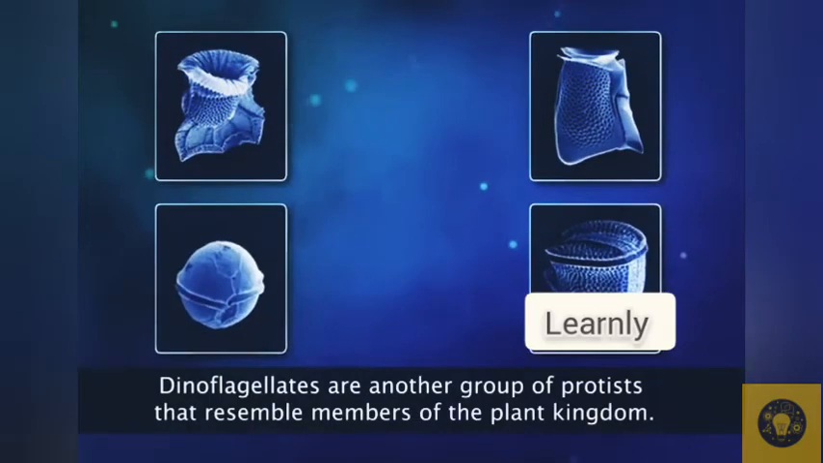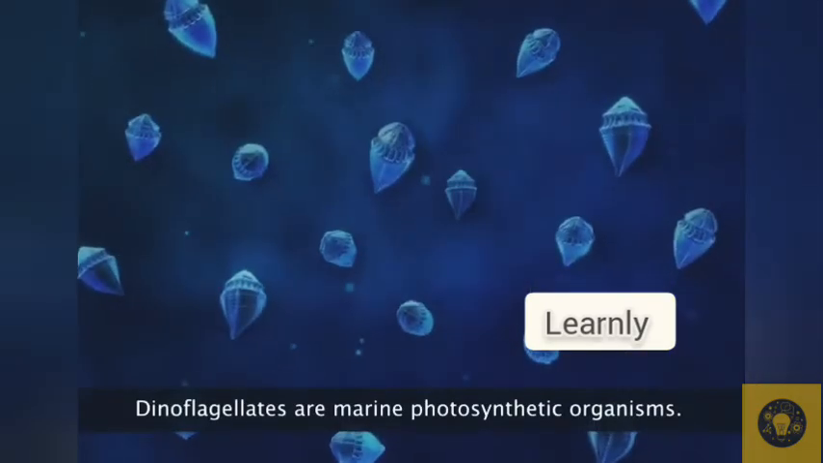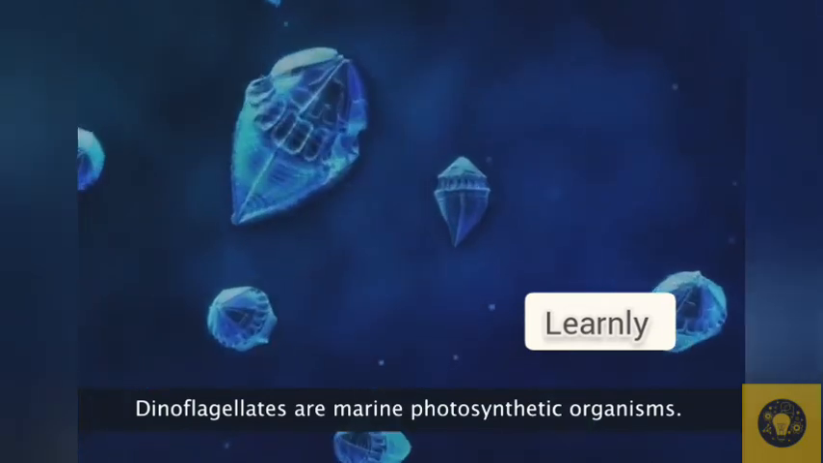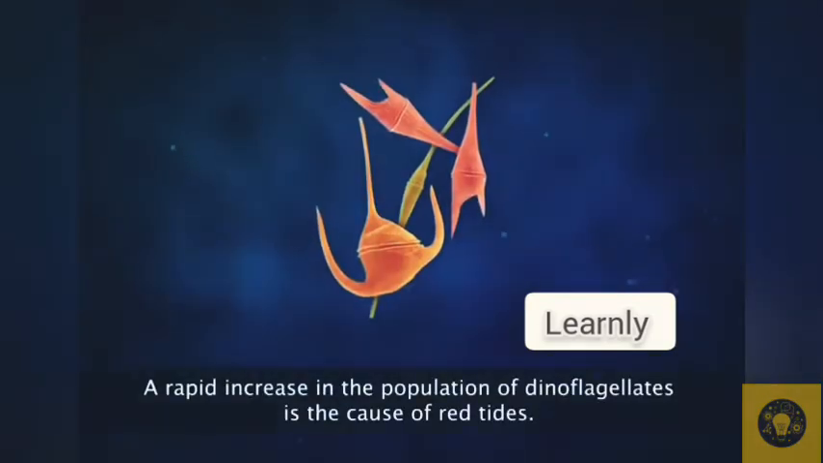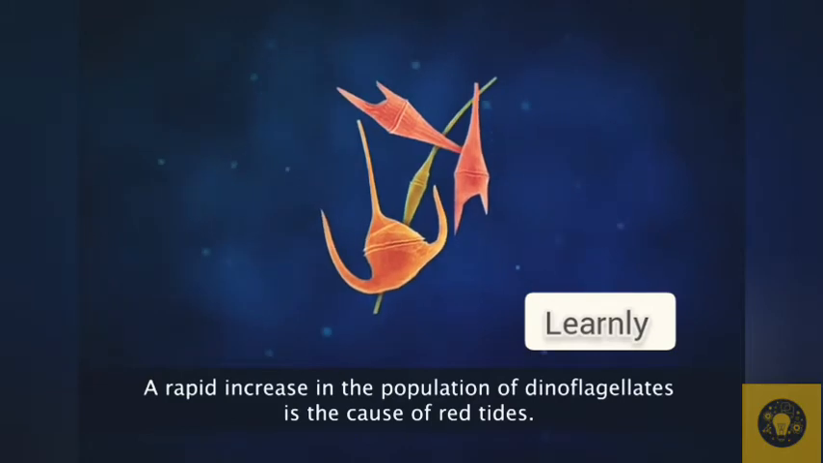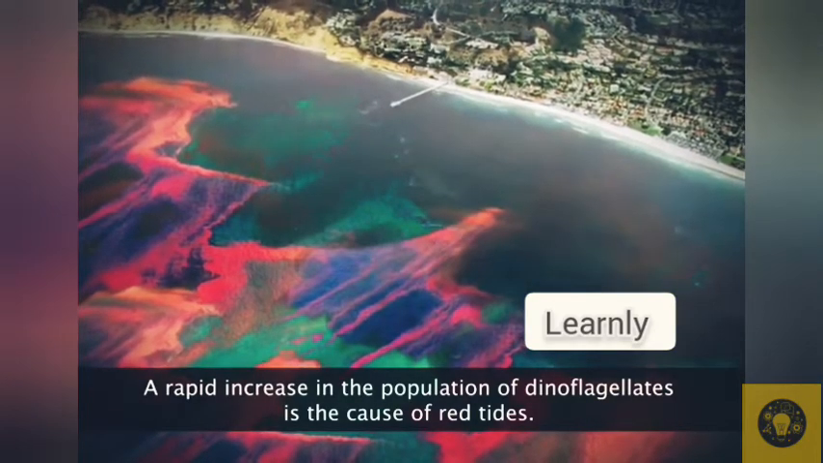Another group of protists resembling members of the plant kingdom are the dinoflagellates. Dinoflagellates are marine photosynthetic organisms having cell walls made up of stiff cellulose plates. A rapid increase in the population of red dinoflagellates makes the sea appear red. This is called the red tide.